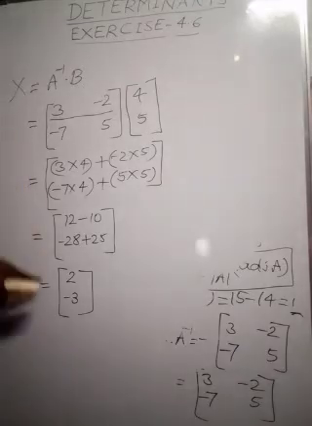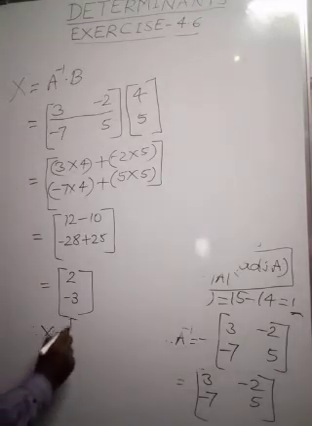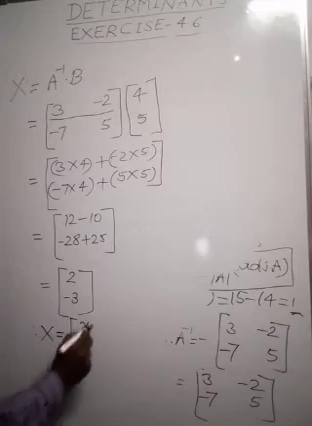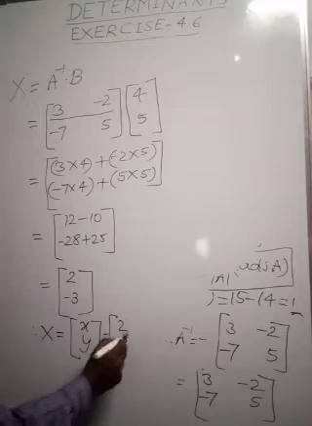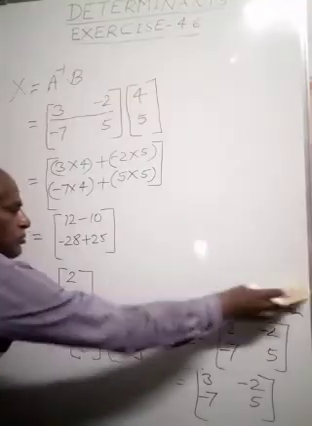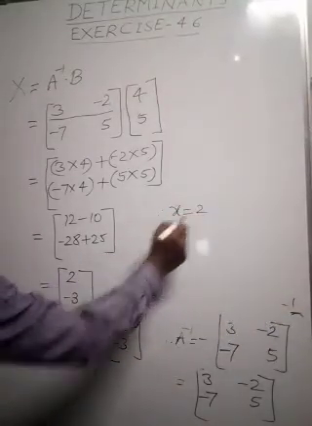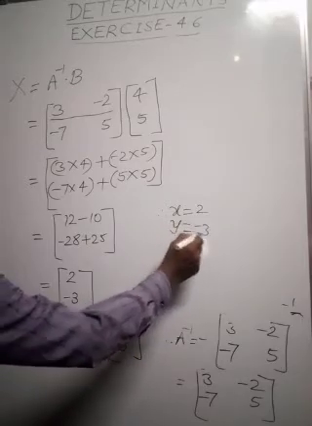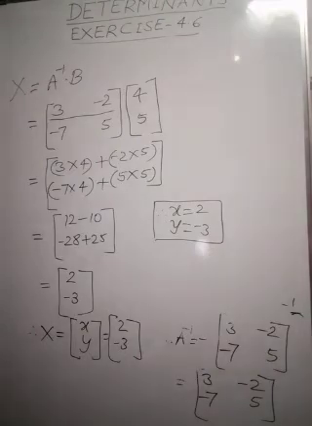This is the matrix X. Therefore, X is equal to [x; y]. What are the values here? 2 and minus 3. Therefore, x is equal to 2 and y is equal to minus 3. These are the values of x and y. Understood, my dear children? Right.